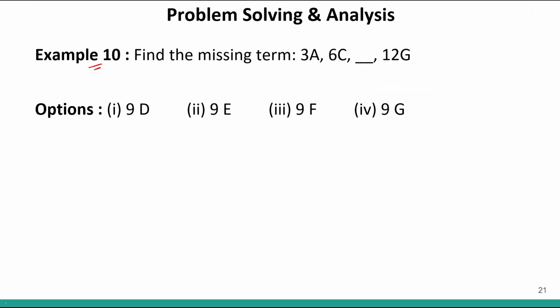Okay. Example 10. We have to find the missing term in this. Over here we have 3A, 6C, 12G. So number-wise, we can see there's an addition of 3. If I add 3 again, I'll get 9. And over here again, if I add 3, I'll get 12. So number-wise, it is clear. Now to find the missing element, we have to use the concept of forward rank. So A is 1, C is 3, and this is 7. So odd numbers 1, 3. So the next odd number will be 5. So E and then 7. So the correct term will be 9E, which is option number 2.